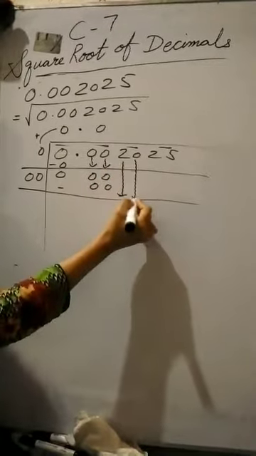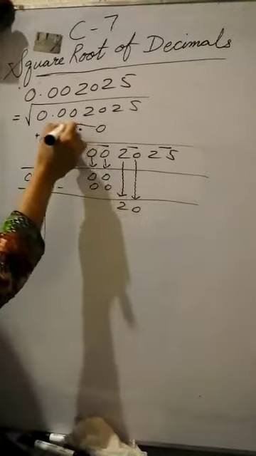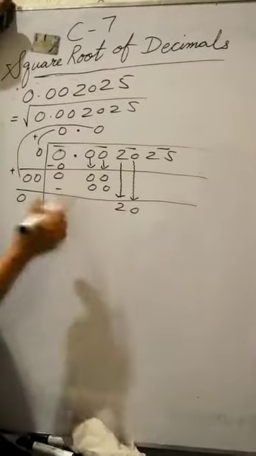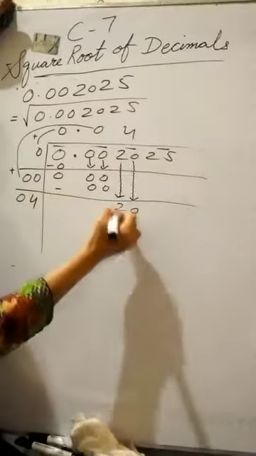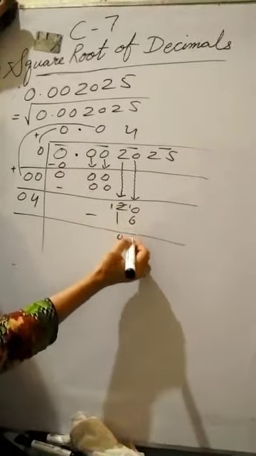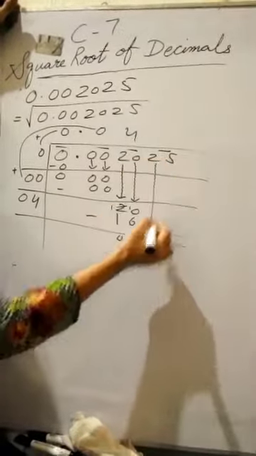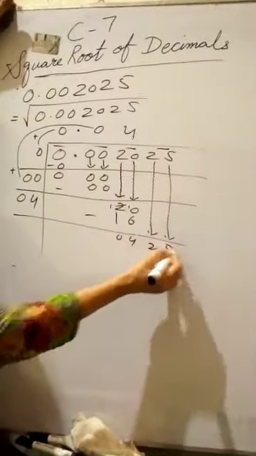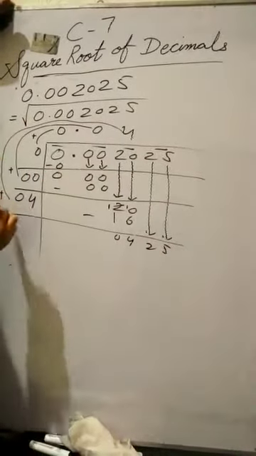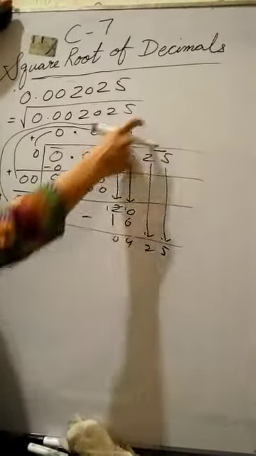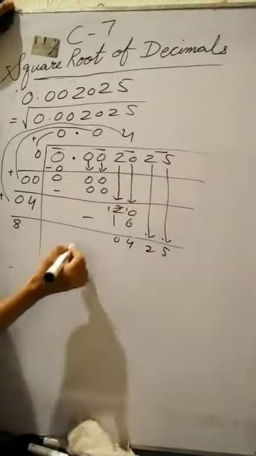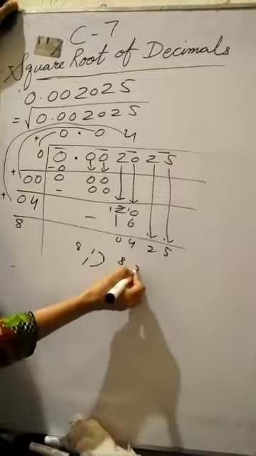Now write down the next pair, 20. Again 0 plus 0, 0. Now 20, which is the smallest and the nearest one? 4 times 4 is 16. Borrow from this 0 and 10 minus 6, 4. Write down the next pair, 25. Now 4 plus 4. Same step. Always add the previous divisor and the quotient for getting the next divisor. 4 plus 4, 8. 8, 1, 1, 8, 2, 2.